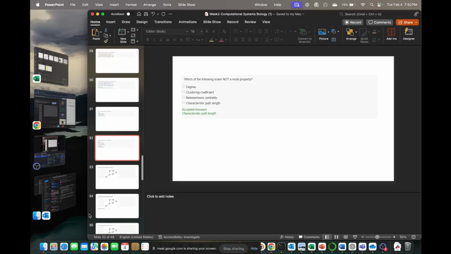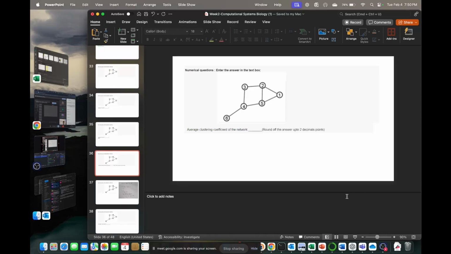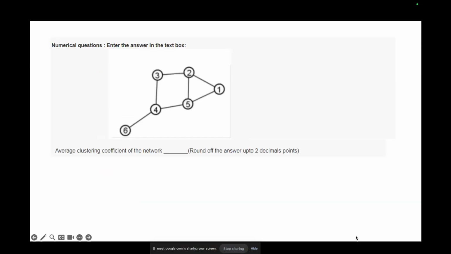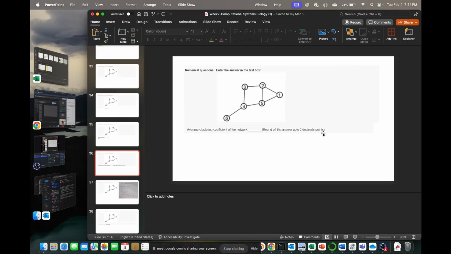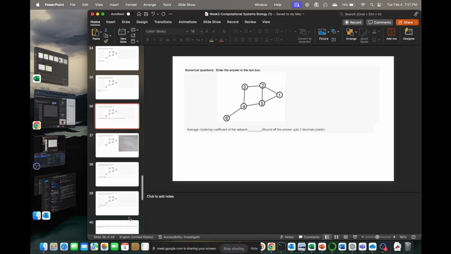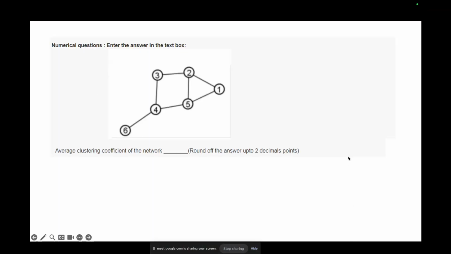Just a second. I think I'll move into this question. See, here they're asking the clustering coefficient of the whole network, right?